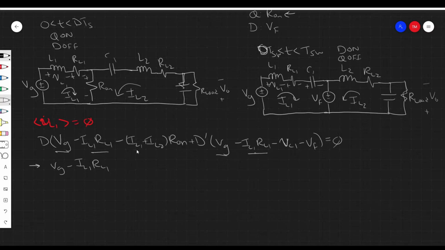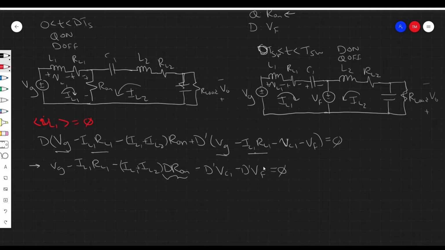For now, I'm just going to leave it as IL1 plus IL2, right? And then I'm going to group this D with the R on. So this D times R on is like the effective resistance. If we increase the length of time that the MOSFET is on, then we're effectively increasing its resistance. If we decrease the time, we effectively decrease the resistance. So this is, in a sense, an effective resistance that is modulated by the pulse width. So that's one term. The next term, from over here, we have minus D prime VC1, and then also minus D prime VF. And that's equal to 0.